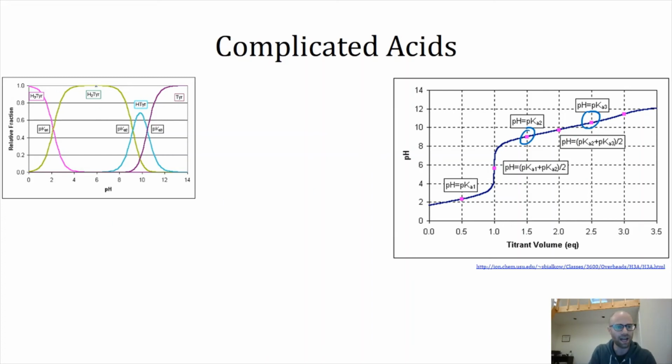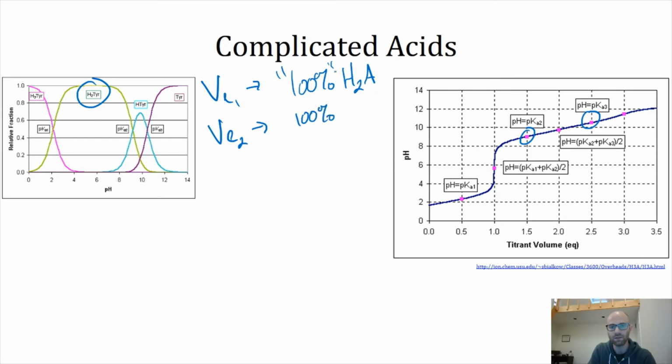Keep in mind that at the first equivalence point, VE1, hypothetically, we said you calculate the pH by doing the intermediate. At VE1, we have 100% H2A minus. I'm not going to worry about that. At VE2, we have 100% HA. And at VE3, we have 100% A3 minus. Well, here's the problem.